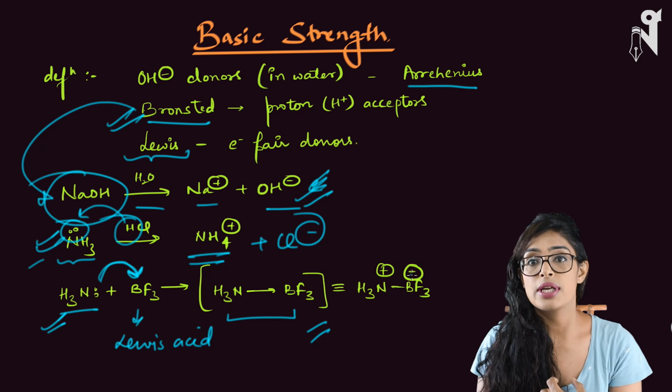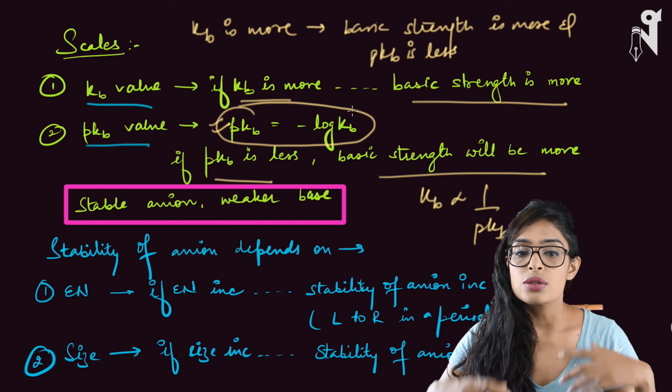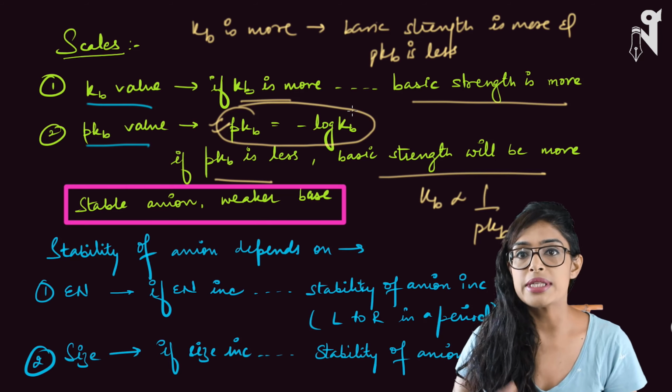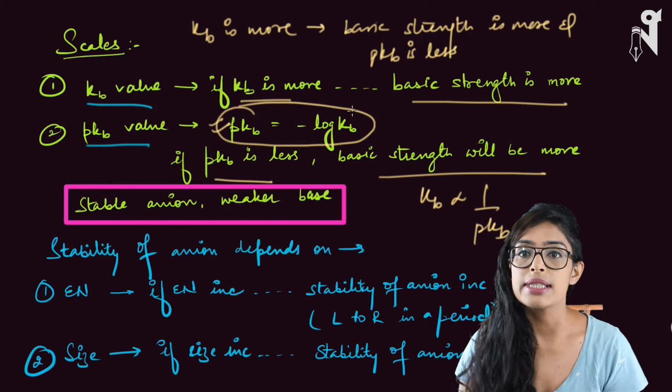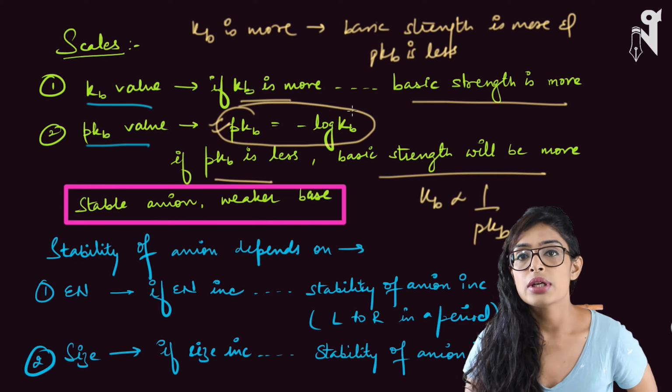and pKb is less. So basically your Kb is inversely proportional to pKb, and this is very clear using this minus log Kb itself. So this is the formula of pKb. pKb is minus log of Kb. So whatever Kb value is, the opposite will be the behavior of your pKb. So if pKb is less, basic strength is more. If pKb is more, the basic strength is less. If Kb is more, basic strength is more. If Kb is less, basic strength is less. So this is what you have to understand.